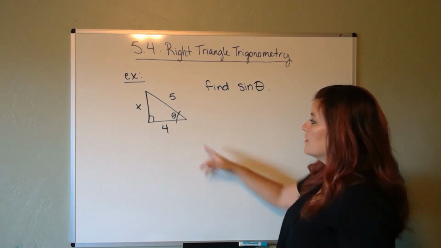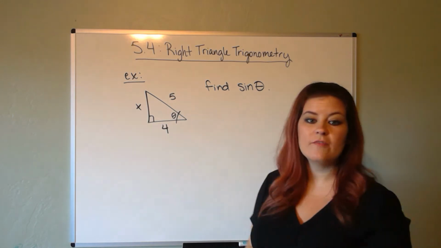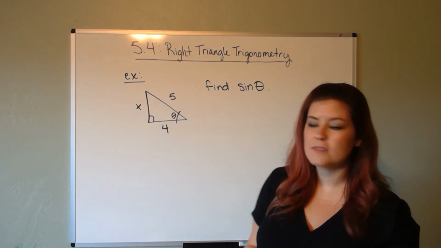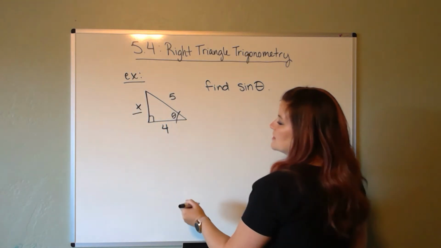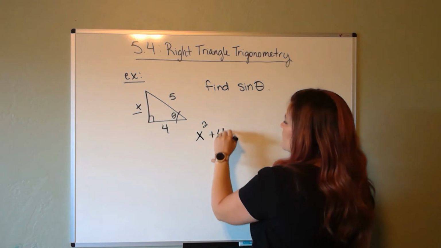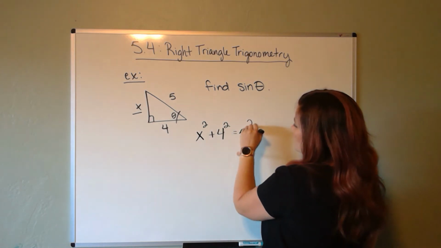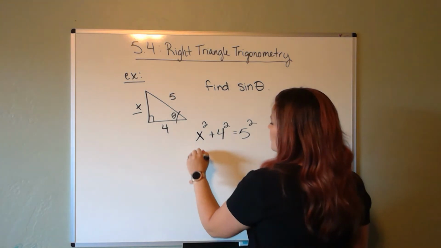You say, okay, well, the sine of theta is opposite over hypotenuse, so that would be x over 5, but we have to find out what x is first. So on these problems, use the Pythagorean theorem to find your missing side. So x squared plus 4 squared equals 5 squared. So your a squared plus b squared equals c squared. And we solve from here.